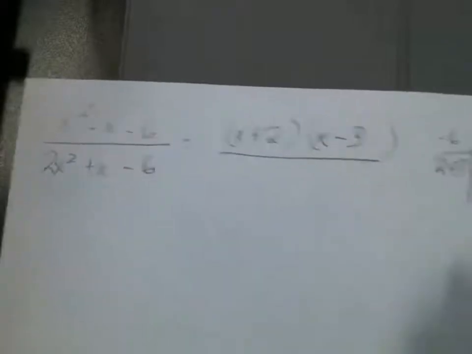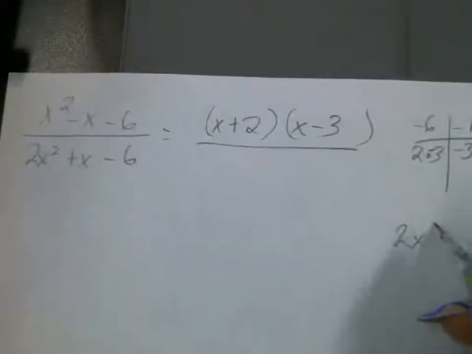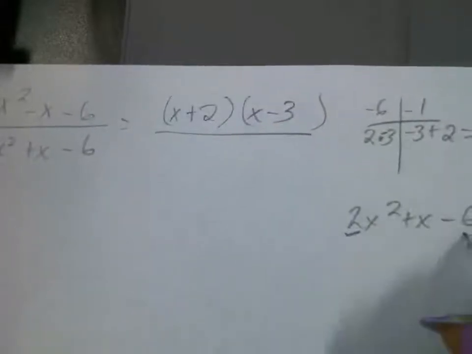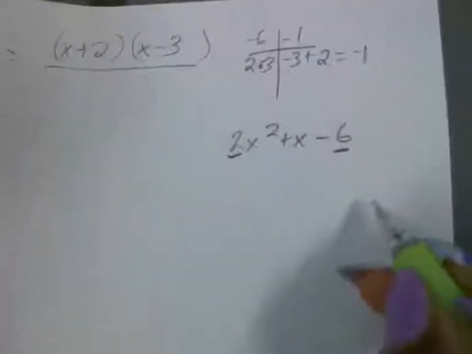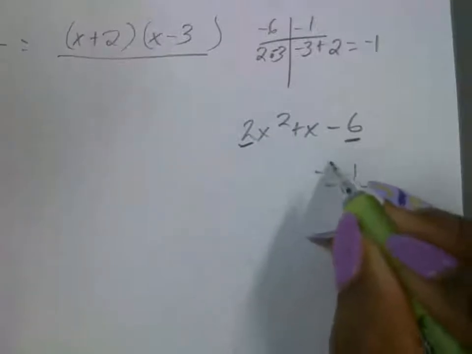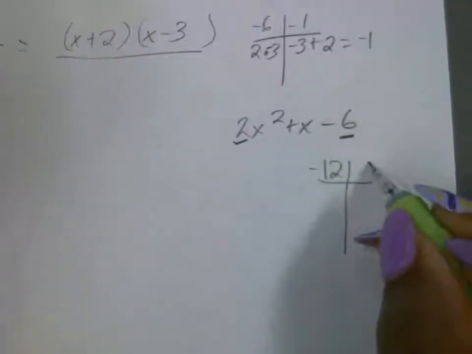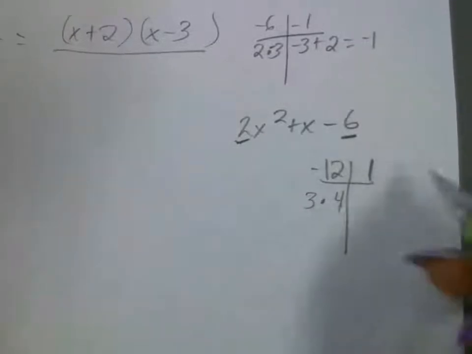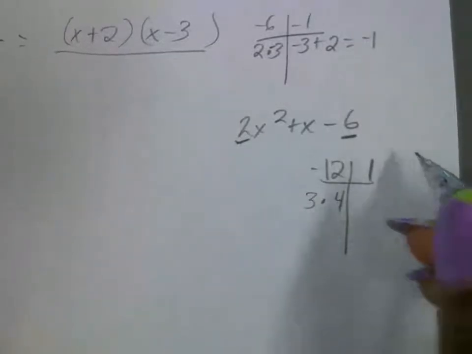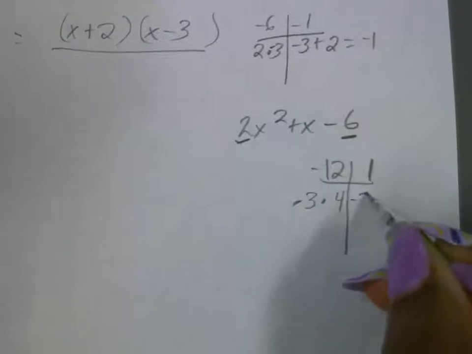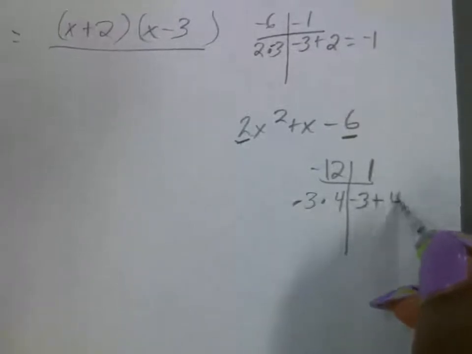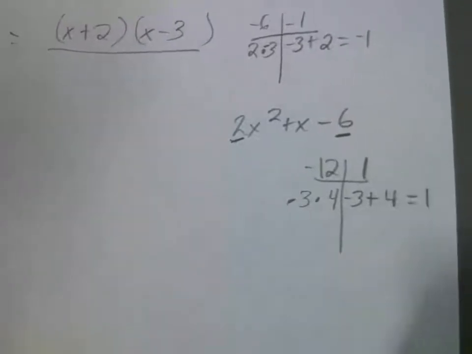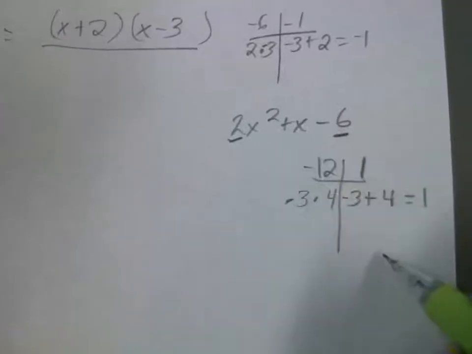I'm going to factor this out to the side: 2x squared plus x minus 6. Multiply the first and the last together, and that gives you -12. So we've got -12, and the middle number is 1. So this is going to be 3 times 4. The 1 has to be positive, so we're going to make 3 a negative, because -3 plus 4 gives you a positive 1. Okay, and this middle number is a positive 1.